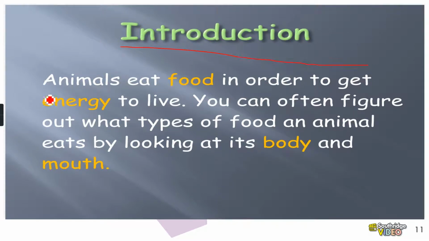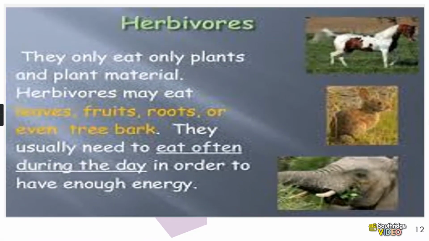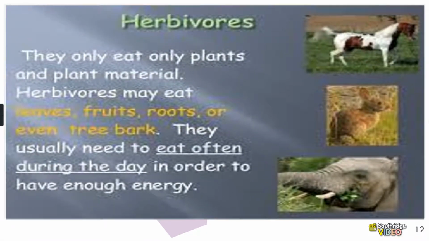First, let's see the introduction. Animals eat food in order to get energy to live. We all need energy to live and survive. You can often figure out what types of food an animal eats by looking at its body and mouth. Herbivores. Herbivores are the animals which eat only plants and plant material. Herbivores may eat leaves, fruits, roots, or even tree barks, which are so hard. They usually eat often during the day in order to have enough energy.